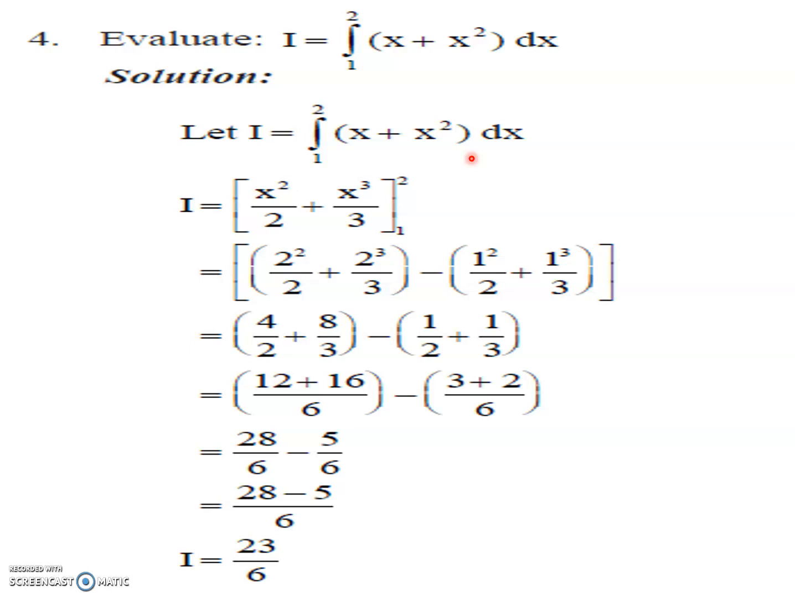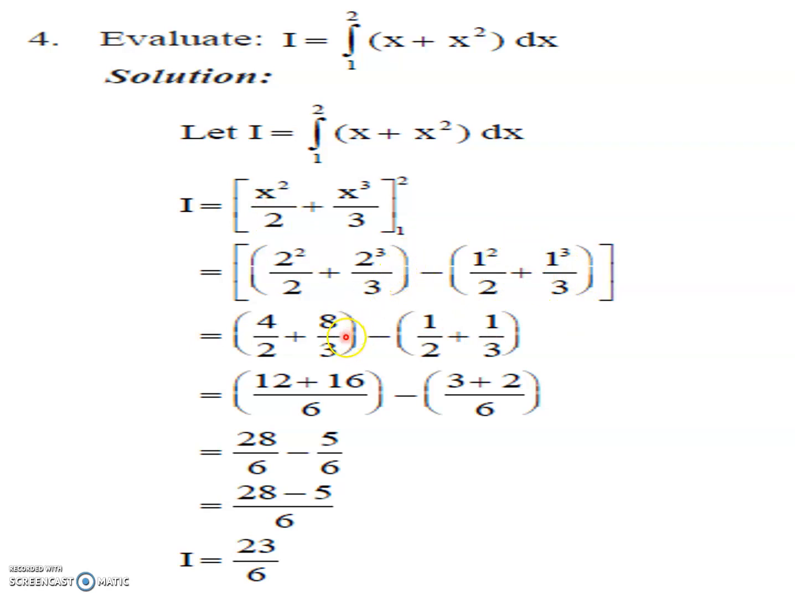So we have to substitute. Instead of x raised to 1, n is 1, so that's why it is x square upon 2. Instead of n 2, 2 plus 1, x cube upon 3. Now we have to substitute the upper limit first in this integral. Instead of x, 2 square upon 2, plus 2 cube upon 3, minus 1 square upon 2 plus 1 cube upon 3.